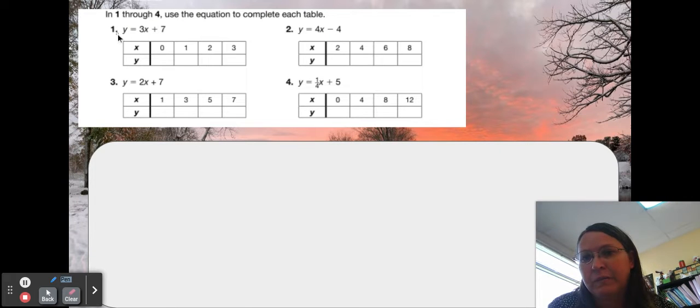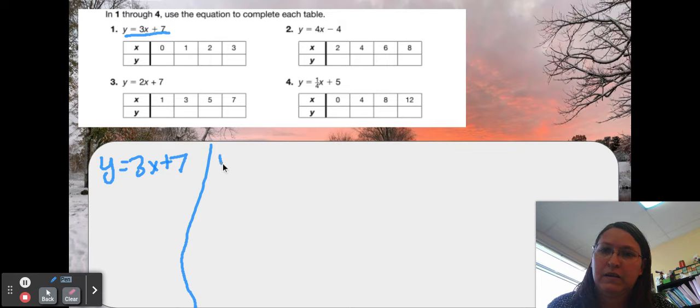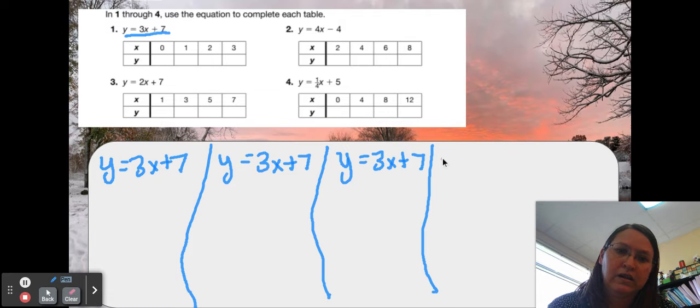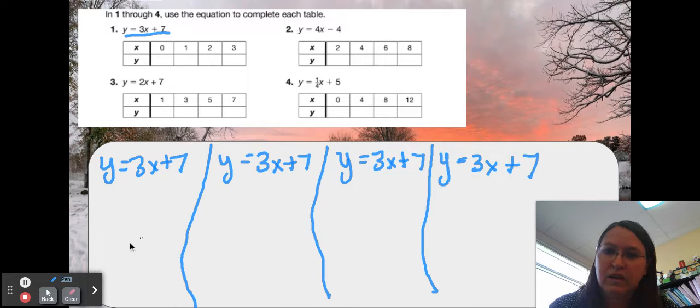I'm going to start with this one right here, y equals 3x plus 7. So I'm going to write that down 4 times. Y equals 3x plus 7. And y equals 3x plus 7.